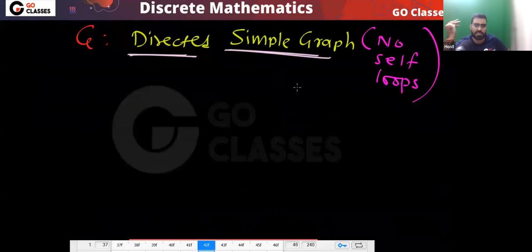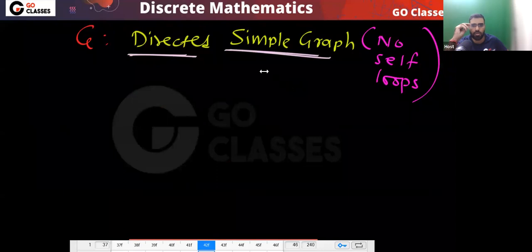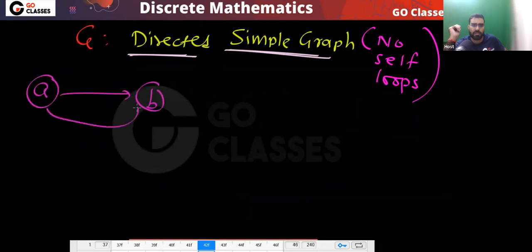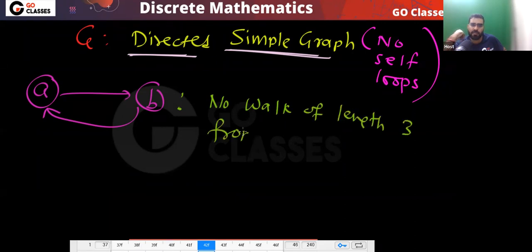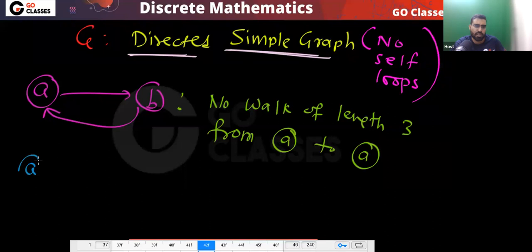Mavit is asking whether a two length cycle would also be detected. No, see, even if you have a two length cycle, that does not matter. Look at this, Mavit. Let's assume you have this one. You can notice there is no walk of length 3 from A to A. So there is no problem. Are you getting my point?